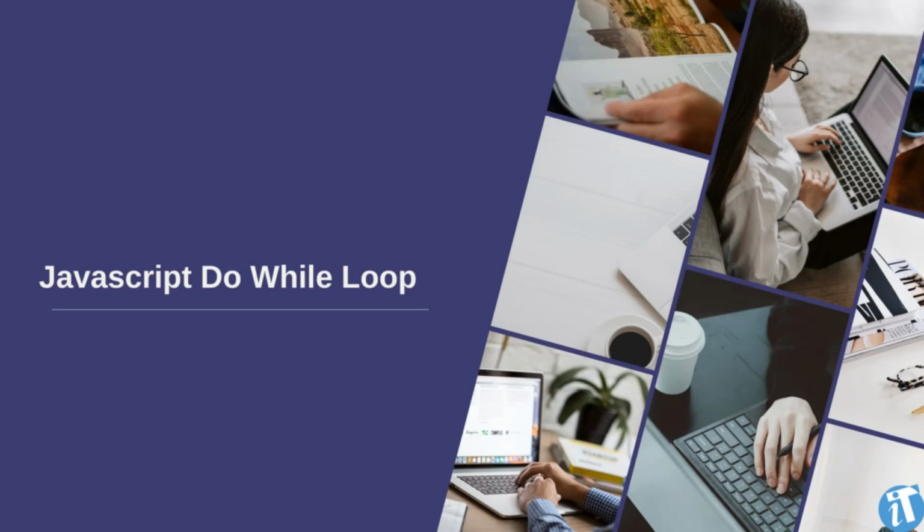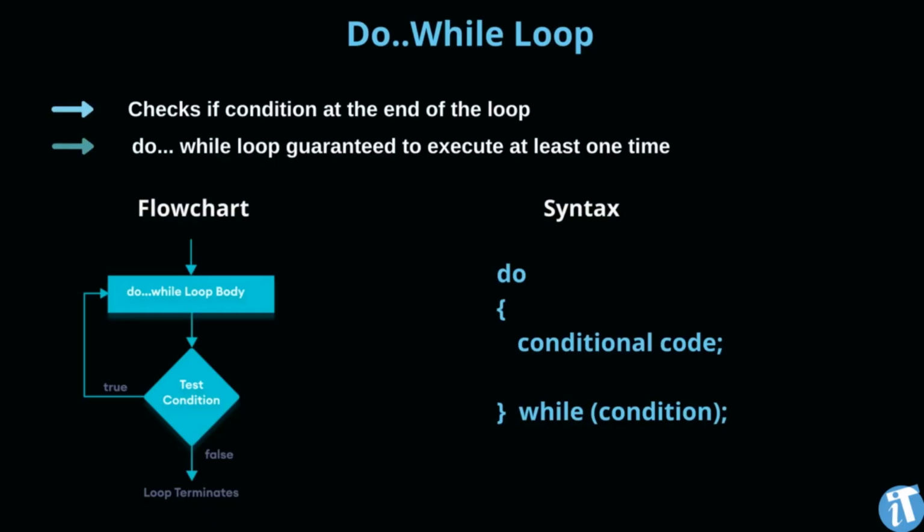Now let's begin with the do while loop. A do while loop is different from any other loop we have learned. It checks the condition after the loop execution. That means the loop will get executed at least once, and after that one execution it will check the condition. If it is true, it will execute again, otherwise it will be terminated.